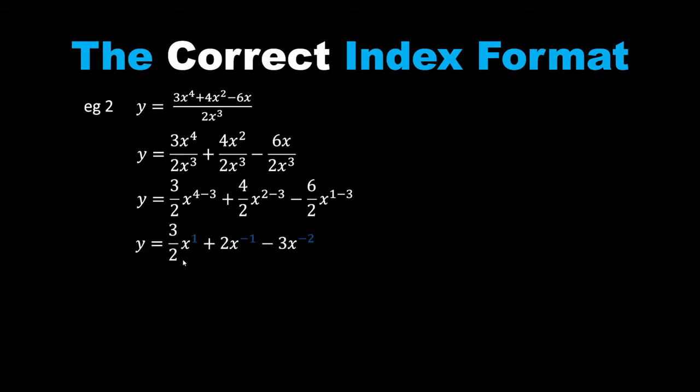Simplifying that, we get 3 over 2 x to the power of 1, plus 2x to the power of negative 1, minus 3 times x to the power of negative 2. Now I've put my powers in blue here so you can clearly see what the powers are. So when I differentiate, we're going to multiply this 1 out front and subtract 1 from this 1. We're going to multiply this negative 1 out front and subtract 1 from this negative 1. And we're going to multiply this negative 2 out front and subtract 1 from this negative 2. Be careful with your positive and negative signs.